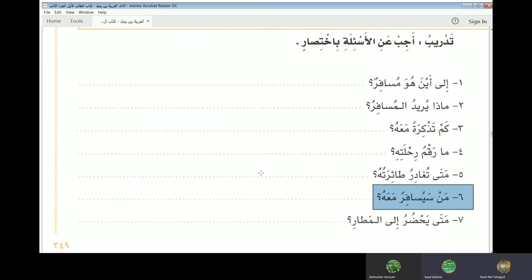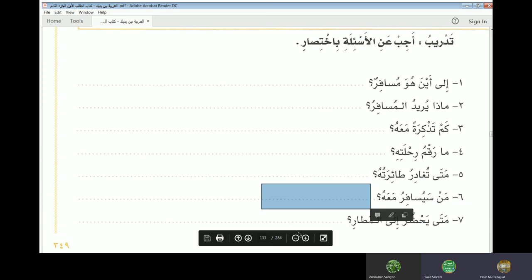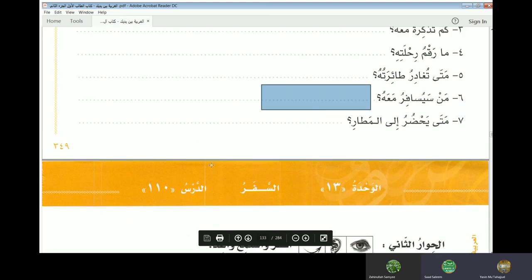Man sayusafiru ma'ahu? Who will travel with him? Sayusafiru ma'ahu zawjatuhu wa bintuhu wa ibnuhu. His wife, his daughter and his son.